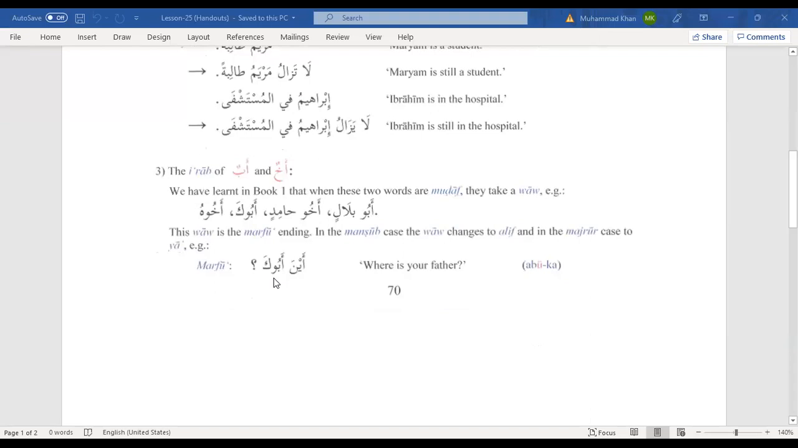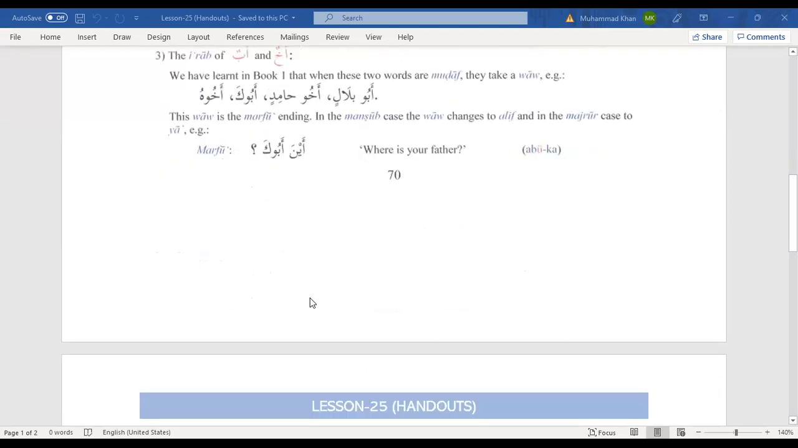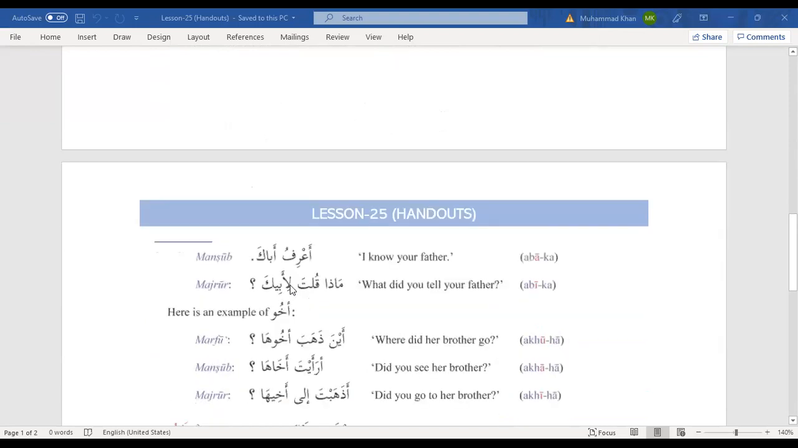Look at the example, aina abuka. So abuka is mubtada and aina is khabar. That's why abuka is marfu, and we have used the first form, which is abuka, aina abuka. Then we have arifu abaka. Aba is the second form, which is mansub, abu, aba, abi.